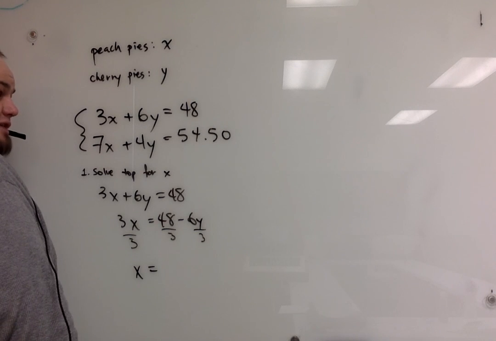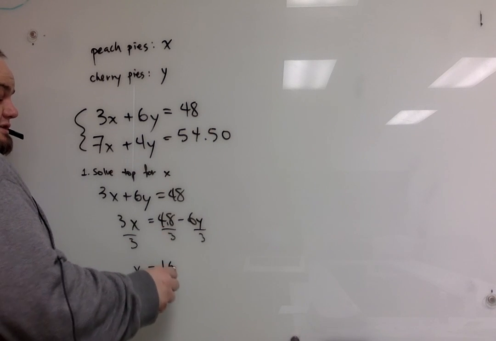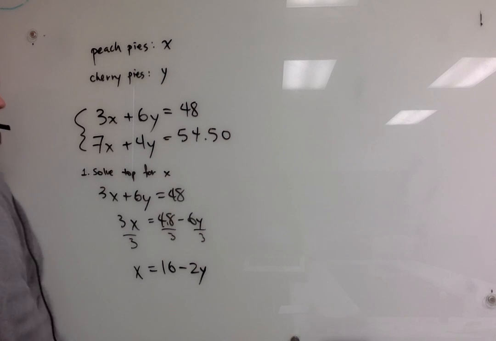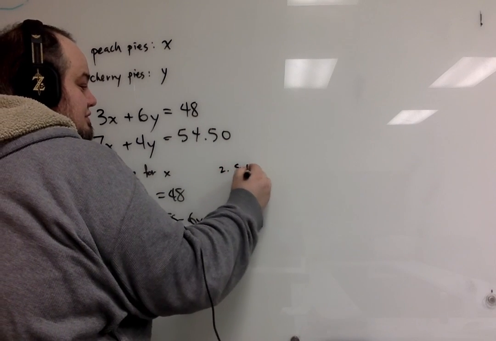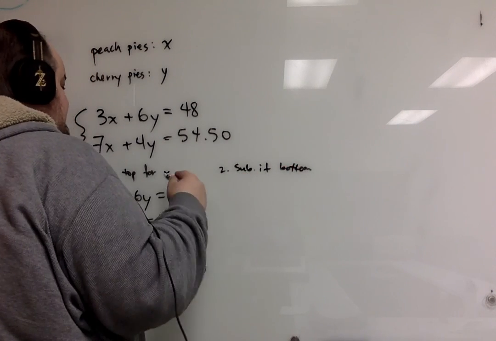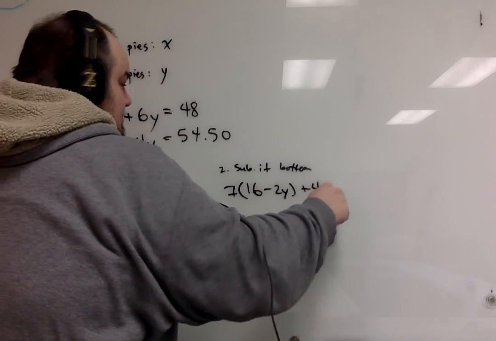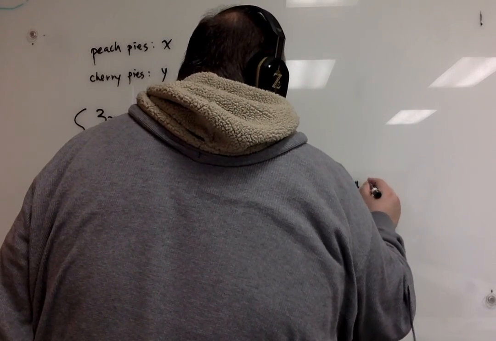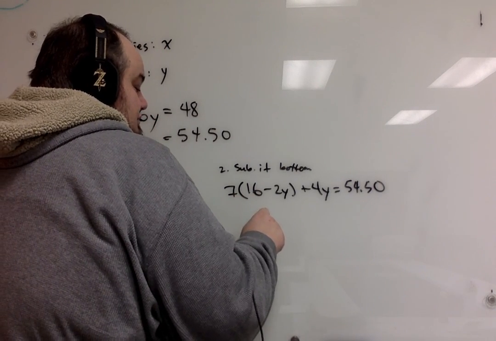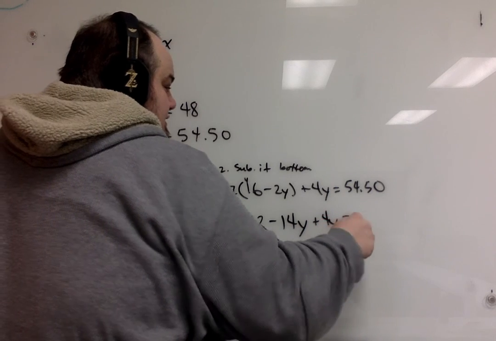So, anybody know what's 48 divided by 3? Anybody? 16, did you say 16? Good job. Thank you. So we get x equals 16 minus 2y. Now, next step, we're going to substitute into the bottom equation for x. So when we substitute in, we'd have 7 times this group, 16 minus 2y, plus 4y equals 54.50. All right, now we have to do 7 times 16, so we get 112, minus 14y plus 4y equals 54.50.